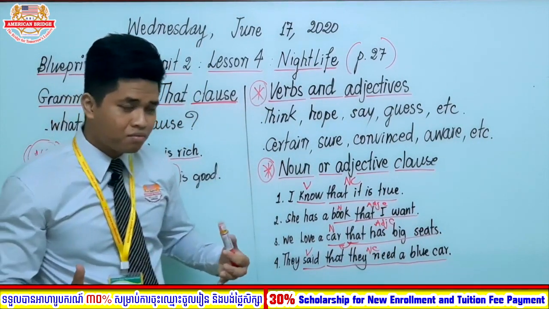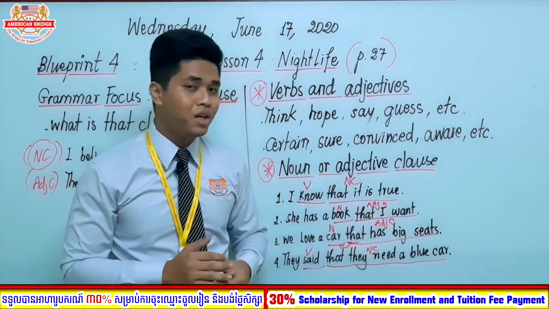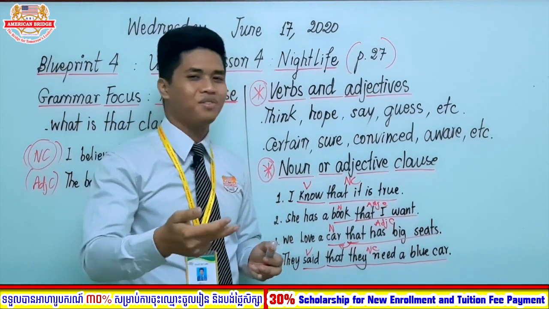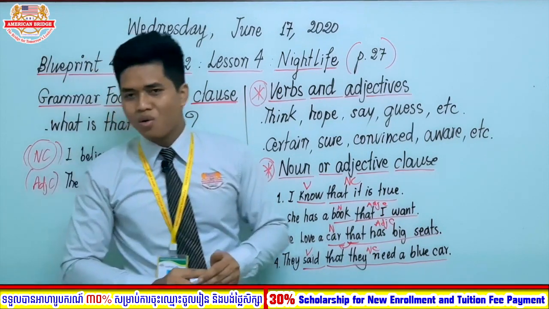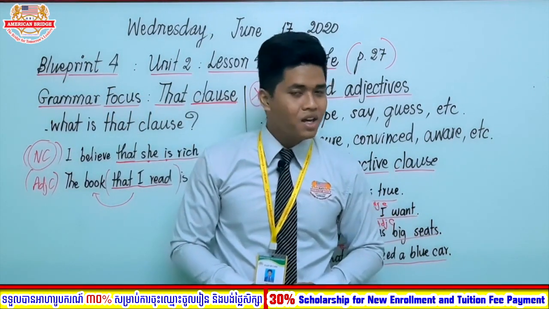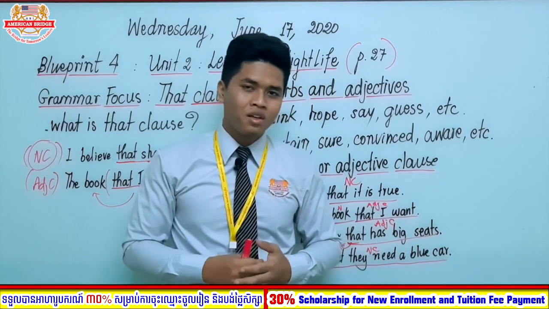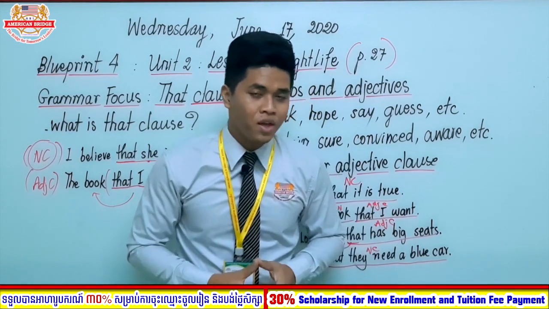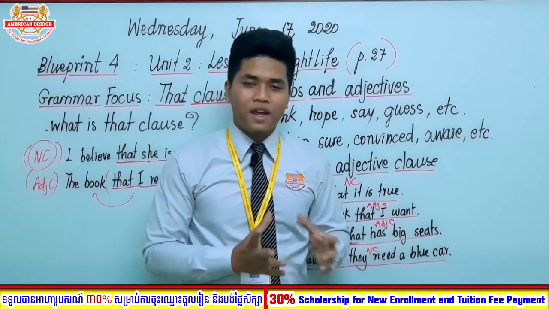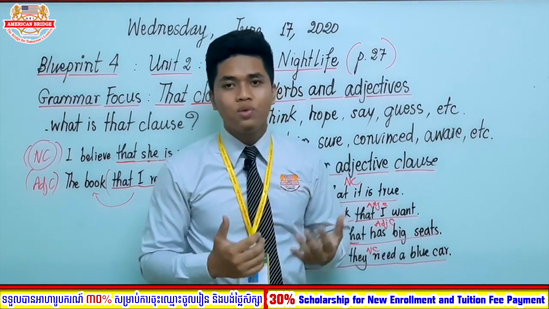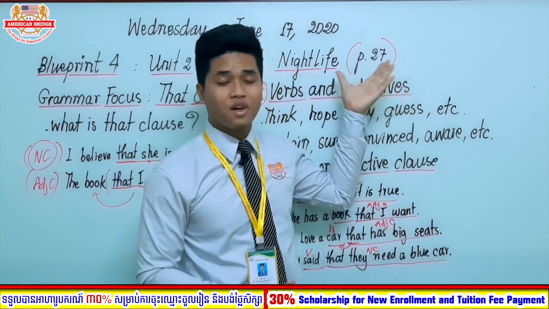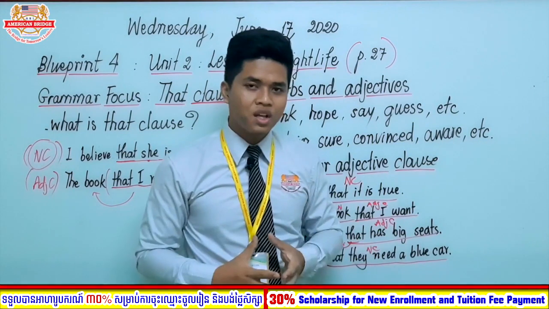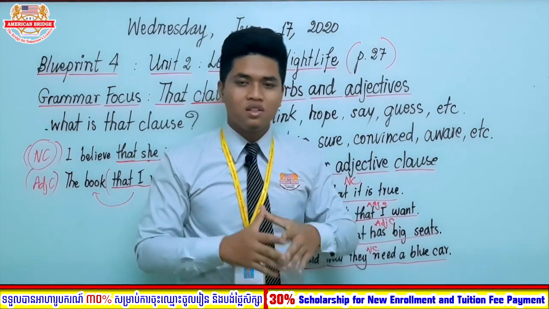This lesson is a very easy and simple one. You just remember what? Verbs and adjectives in order to use that clause. So that's it for the video lesson today. If you need more explanation or you have any questions, you can ask your homeroom teacher in your study group. And if you want to read more about the lesson, you can go to your Blueprint 4 on page 27, the box at the top of the page. They are the explanation and the examples, the same as in this video.